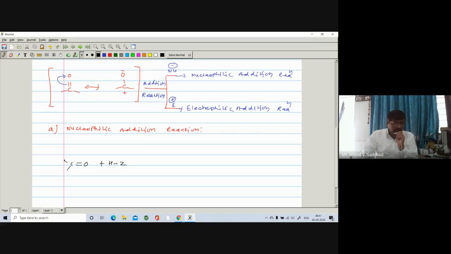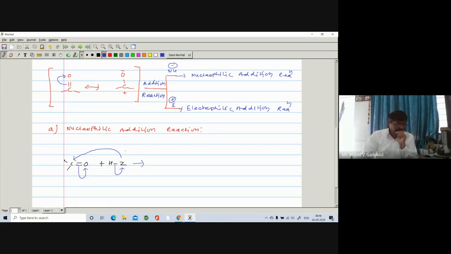So this Z is more electronegative as compared to hydrogen. So what happens? The pi bond will open on the Z negative. Oxygen is more electronegative as compared to carbon in the carbonyl compound, so oxygen carries a negative charge. Here this Z negative will attack on this carbon atom, so there is a formation of a bond between carbon and Z.